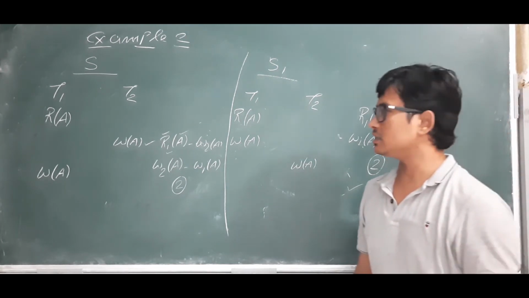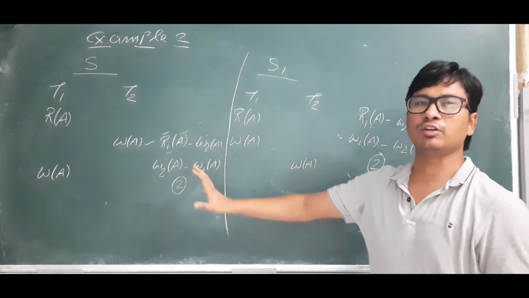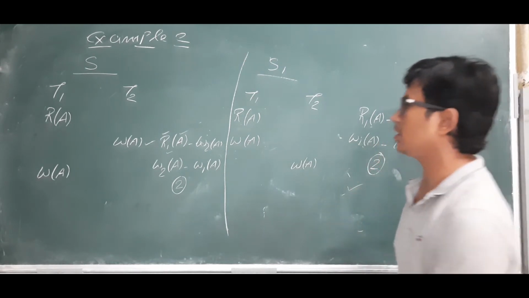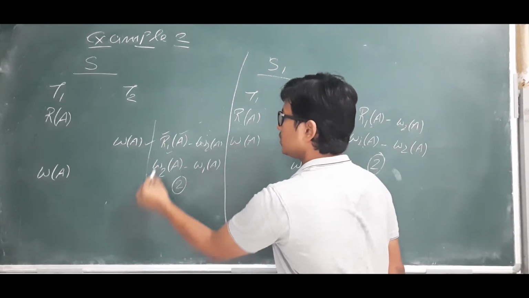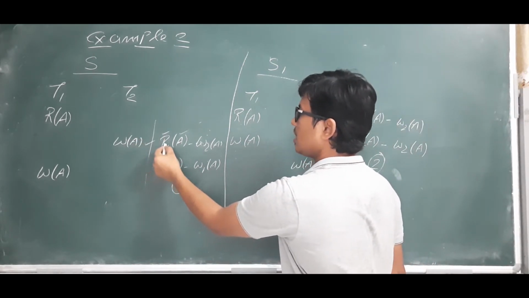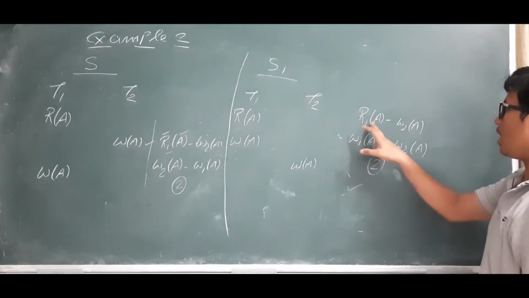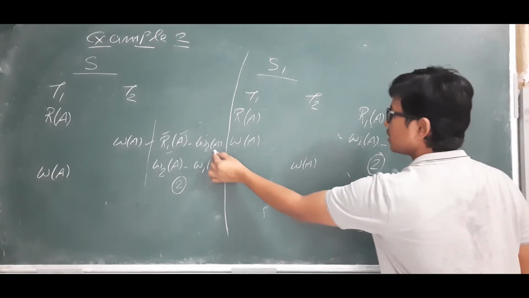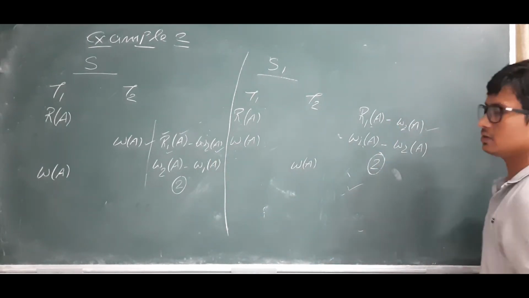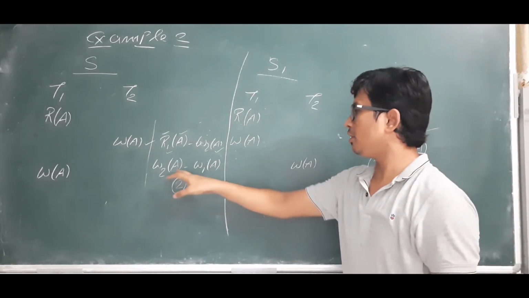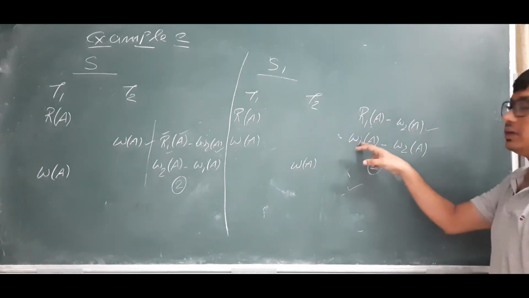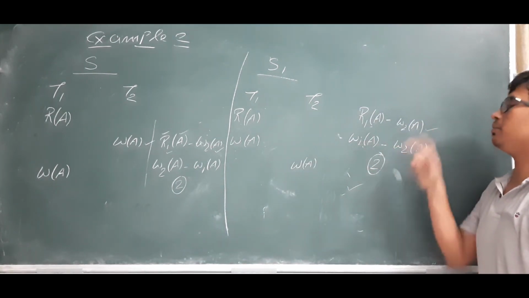The second condition is that the order of all the conflict operations should be the same. Now we'll check. The first conflict operation says R1 of A, W2 of A. Yes, there is an R1 of A, W2 of A. Both are correct. Now W2 of A, W1 of A, whereas this one is saying W1 of A, W2 of A.